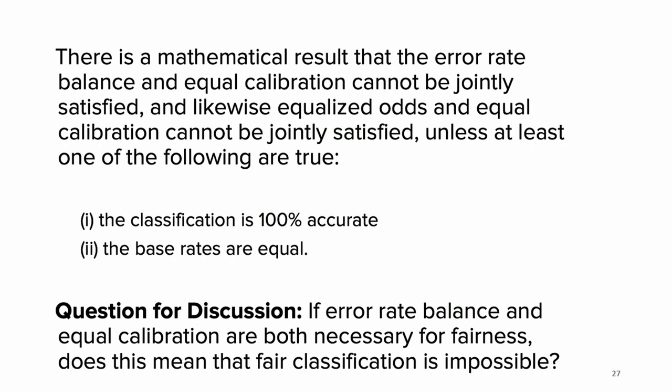For instance, you can't have error rate balance and equal calibration at the same time. If these conditions aren't satisfied, then if you have 100% error rate balance, you literally can't have equal calibration. And likewise, the same thing is true for equalized odds and equal calibration. You can't have both at the same time. So this isn't just a matter of designing a better algorithm. Under ordinary circumstances, you have to choose which fairness criteria to prioritize.